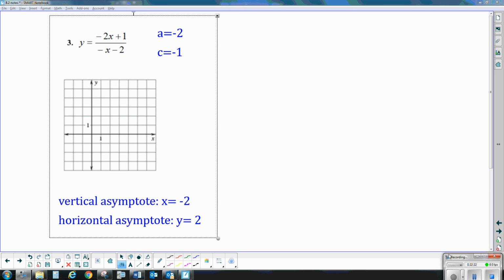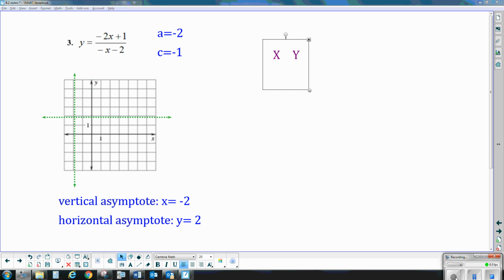Here I'm going to start by defining my a and my c values. In this case, a is -2 and c is 1. My horizontal asymptote is a divided by c, which is -2 divided by -1, and we get y equals -2. I'm sorry, I mean vertical asymptote is x equals -2, and horizontal asymptote is y equals +2.